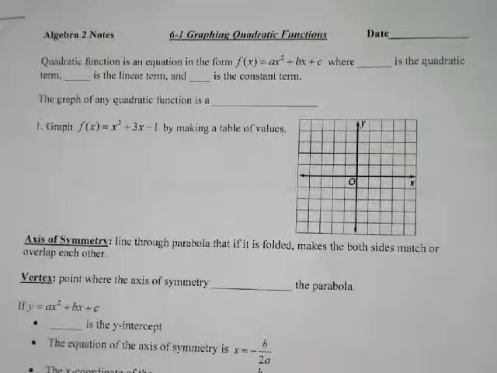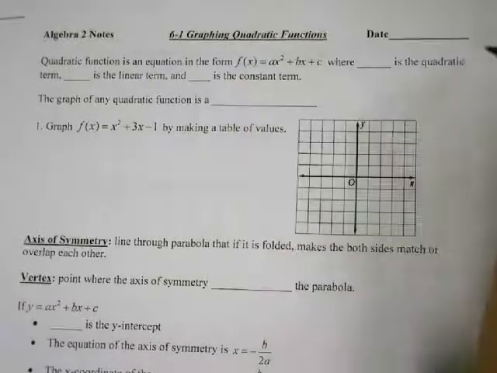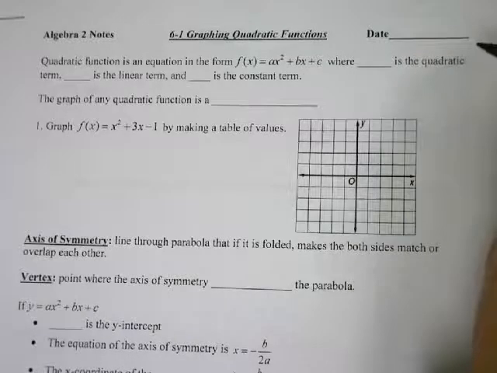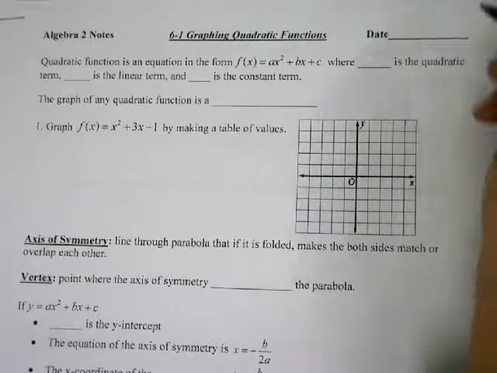All right, chapter 6, section 1, graphing quadratic functions. So, a quadratic function is an equation of the form f(x) = ax² + bx + c. And remember, f(x) is just a fancy way of writing y =, and it also tells us that it's a function, meaning it'll pass the vertical line test.